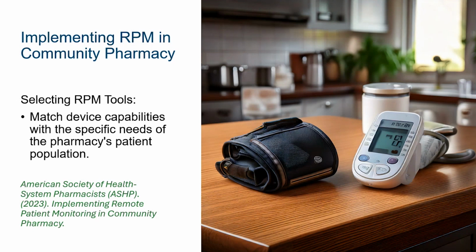Patient conditions. First, consider the types of chronic conditions most prevalent in your patient population. For example, if you serve a lot of patients with hypertension, investing in blood pressure monitors would be a priority. If your community has a high number of diabetic patients, glucose meters would be a critical tool for remote monitoring. Device usability. It's important to choose devices that are easy to use for your patients, especially if they're older adults or have limited technical skills. Devices that are simple and low maintenance will increase the likelihood that patients will engage with the system.